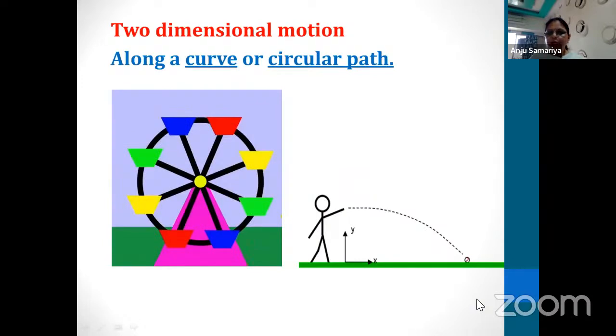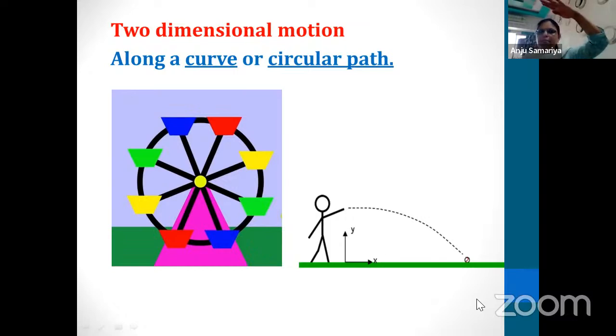Now, two-dimensional motion, it is along a curve or a circular path. So if you see that the x-axis also changes, y-axis also, so it is two-dimensional motion. Okay, so when an aeroplane takes off, just visualize an aeroplane taking off. You see the height also increases and the distance from the start point also increases.